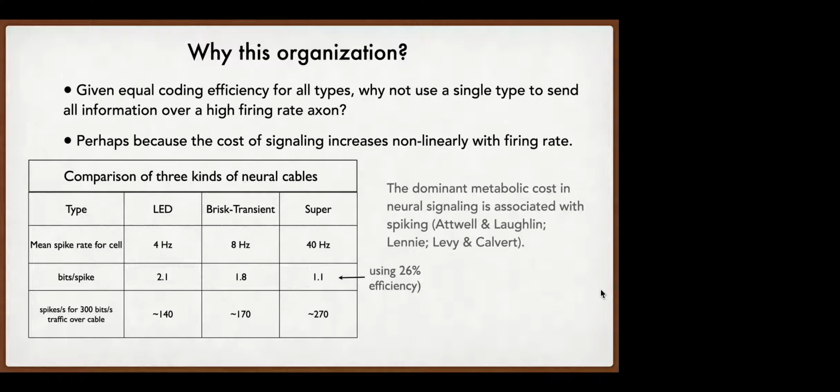Now, as I told you, Attwell and Laughlin and Lennie and Levy and Calvert have argued that the dominant metabolic cost in neural signaling is associated with spiking. So it's very, very clear that this kind of organization, with a single pipe that's encoding all the information in a more complicated way, would be much, much more expensive in terms of the cost consumption, or just the sheer ATP consumption in the brain.